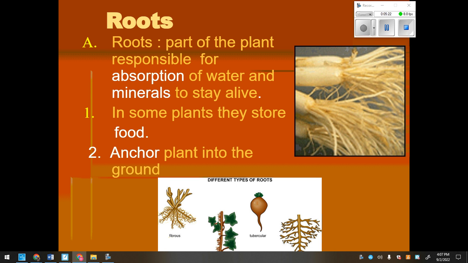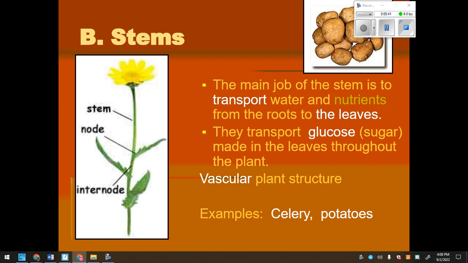So, hurricane comes. Oh, what's going to happen to those trees in Florida? Well, they're going to fall down quicker than the trees in New York. For the trees in New York, they have to go deep to get the water. All right, let's move on. We got the roots. The next section is the stems.